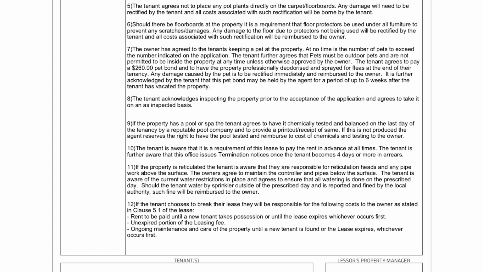Rent be paid until the new tenant takes possession or until the lease expires, whichever occurs first. Unexpired portion of the leasing fee. Ongoing maintenance and care of the property until a new tenant is found or the lease expires, whichever occurs first.